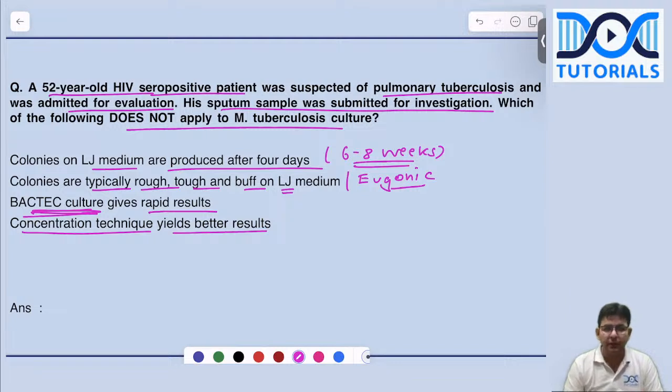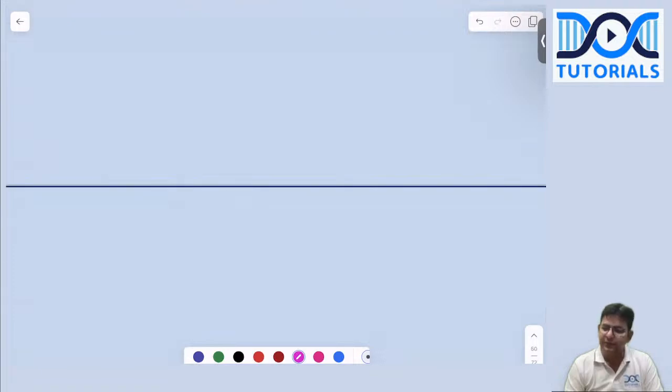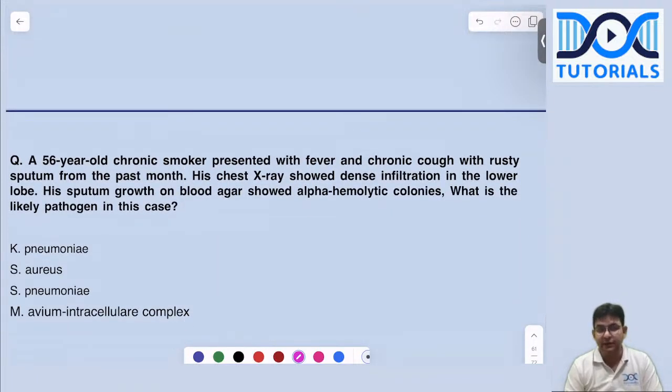The vaccine you already know, BCG, Bacillus Calmette-Guerin. This is a strain of which one? Mycobacterium bovis, Danish 1331. Given by which route? Intradermal. Very right. Sauton, Dubos, these all are culture media of TB, along with LJ. LJ is the most famous: greenish color, with rough, tough, buff colonies over that. So these all are the expected questions which can be there.